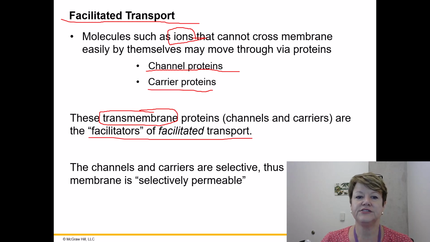These channel proteins and carrier proteins are very selective, and what we mean by selective is they don't just let anything pass through. There's a selection for particular molecules that are allowed through. We say that the cell membrane is selectively permeable. So I'm going to show you a picture.